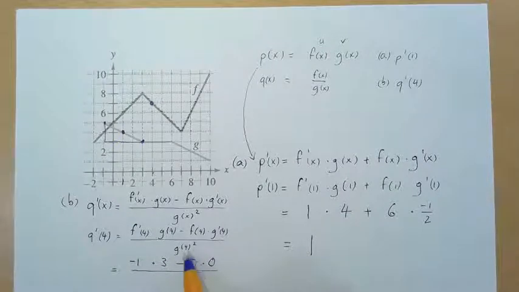Divided by g of 4 squared. G of 4, I found it earlier, it was 3, so 3 squared. And finally, this means negative 1 times 3 over 3 squared, negative 1/3. A really nice exercise.